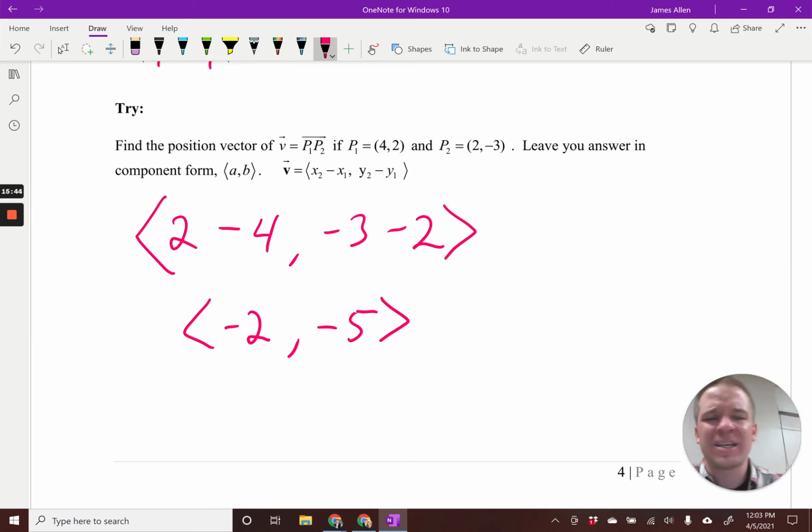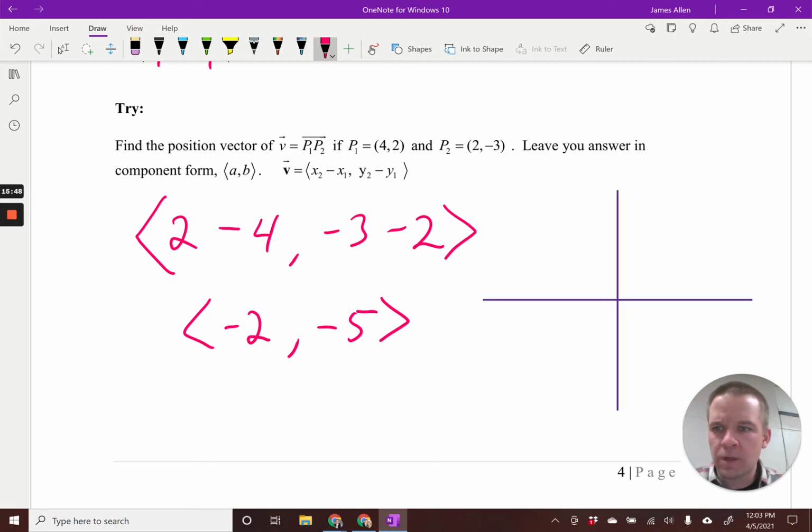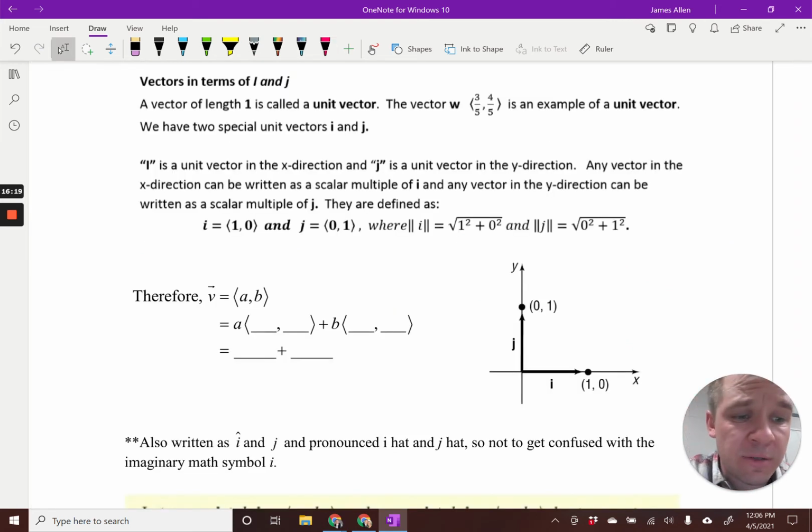How about we look at this, because I think a graphical approach is always helpful. Let me pop a graph on here and plot these points. I'd have 4, 2, so 1, 2, 3, 4, 1, 2. This is P sub 1. Then we have 2, -3. We're going to the left 2. That checks out. We're going down 5. That checks out. I like it. Awesome. But wait, there's more.